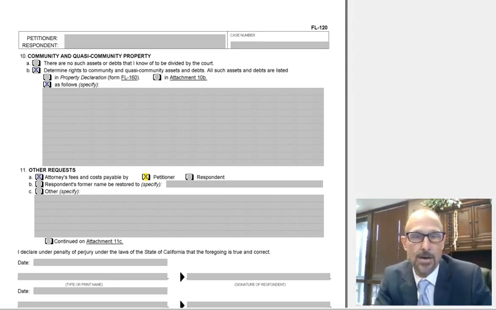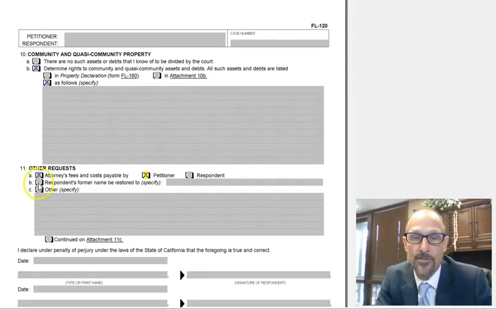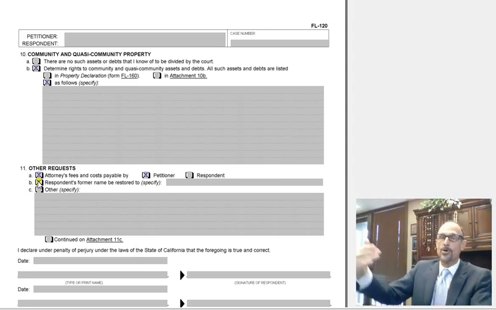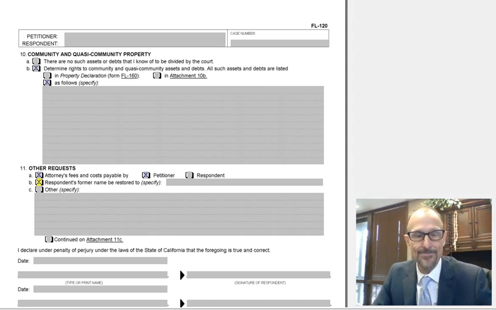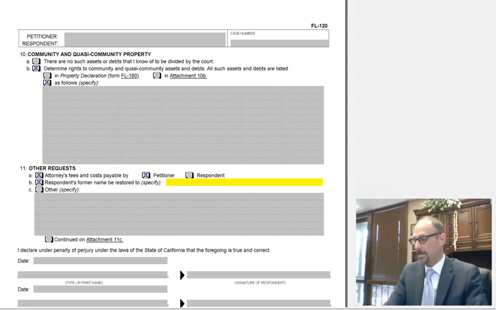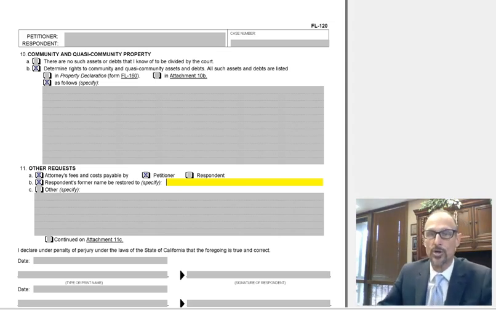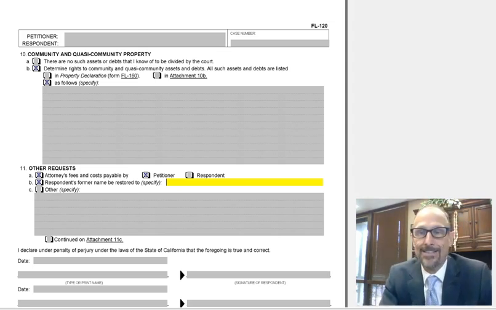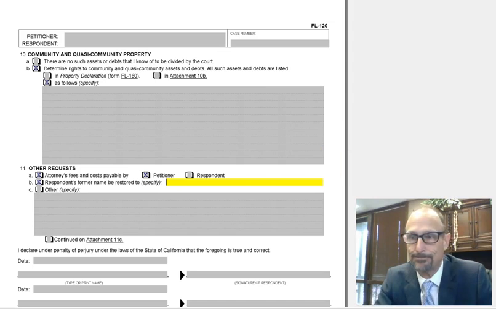Okay? If you are the respondent and you changed your name as part of this marriage and you want your former name restored, you can mark B. You should mark B, and then you're going to list your name in specifics at the end. If you have a middle name, do your full first name, your full middle name, and your full last name that you want your name restored to. All right? And then later, that can be put on the judgment to make it a court order that your name returns to that name.